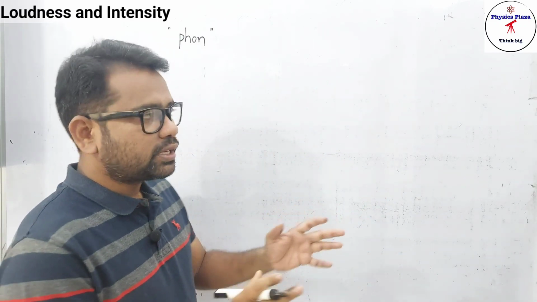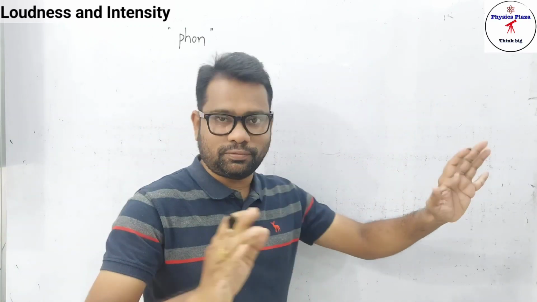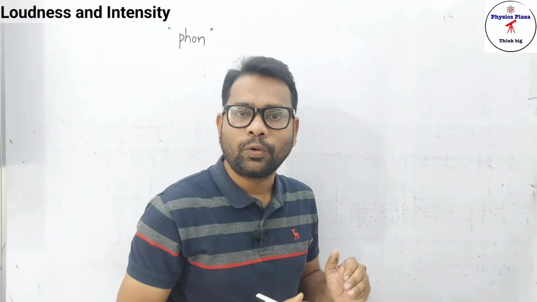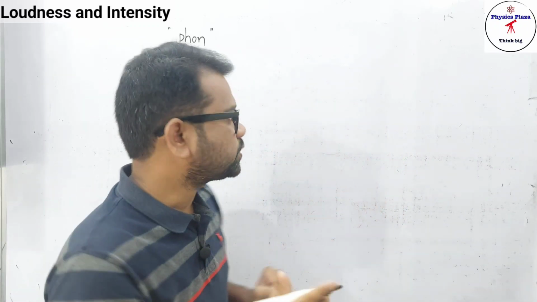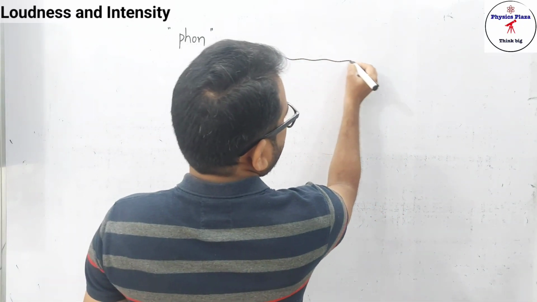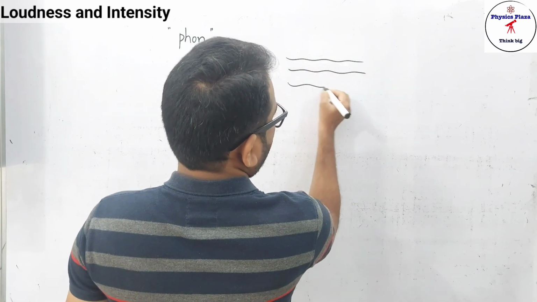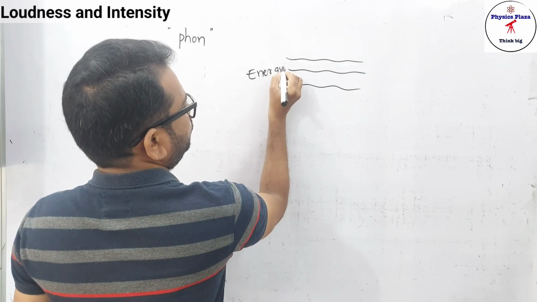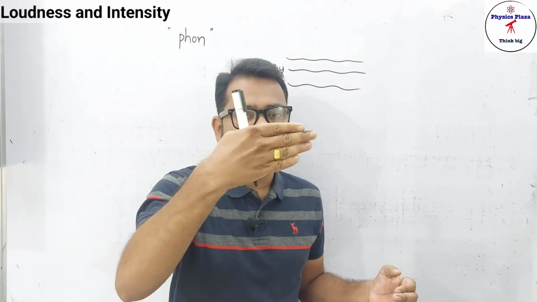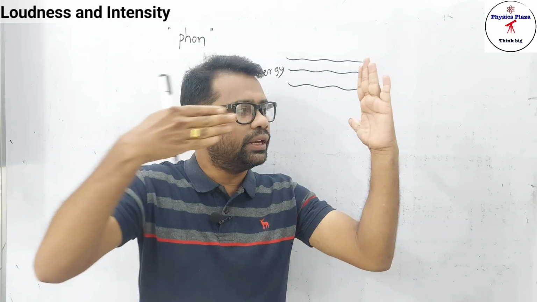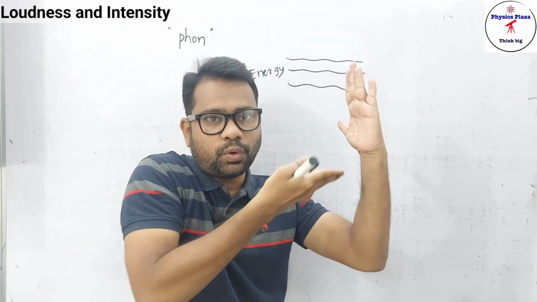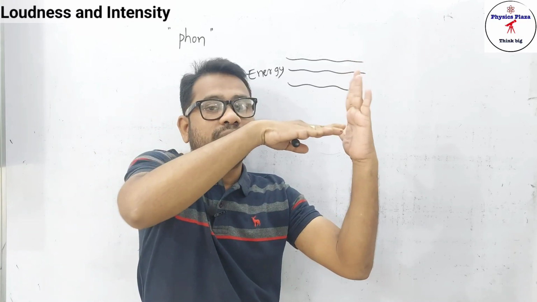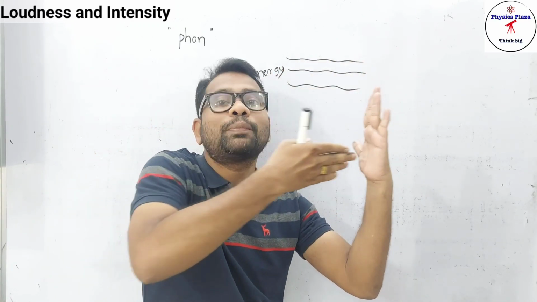Suppose some energy is flowing. I am not talking only about sound; it might be light energy, heat energy, or sound energy. Let us think that energy is flowing. Perpendicular to this energy flow, just imagine a surface. Then obviously this energy will pass through the surface perpendicularly, normal to the surface.